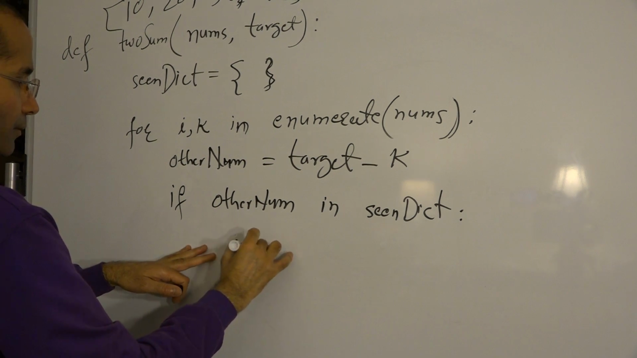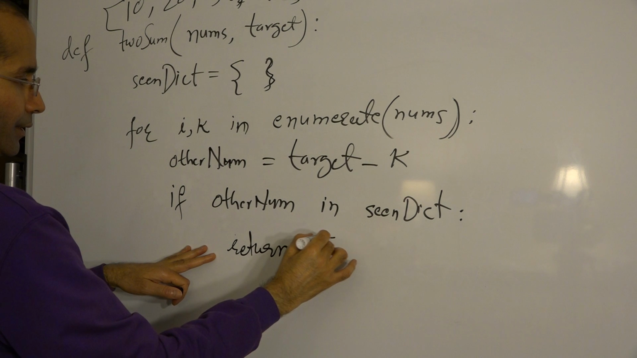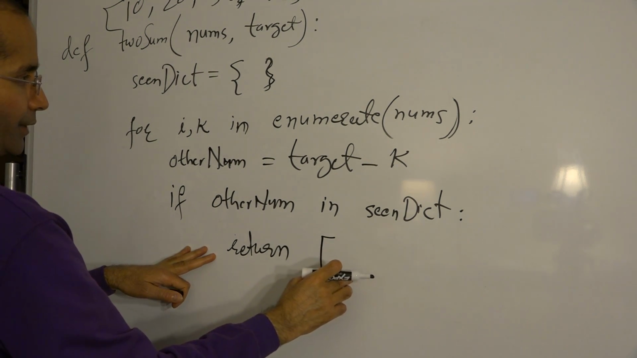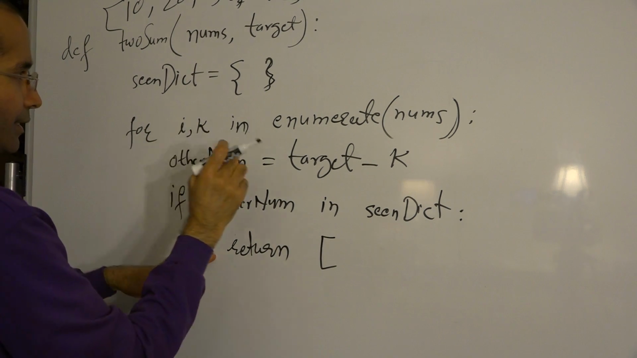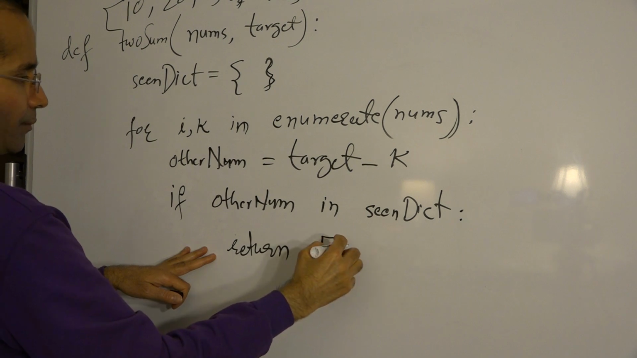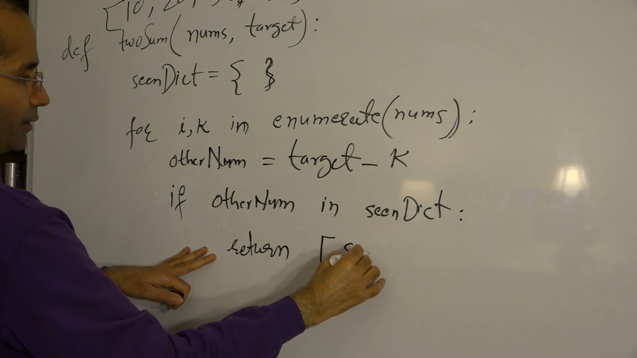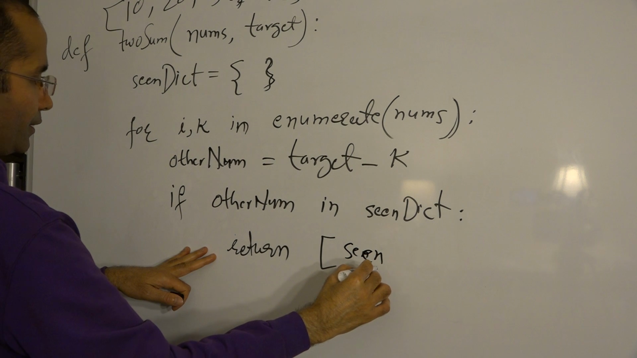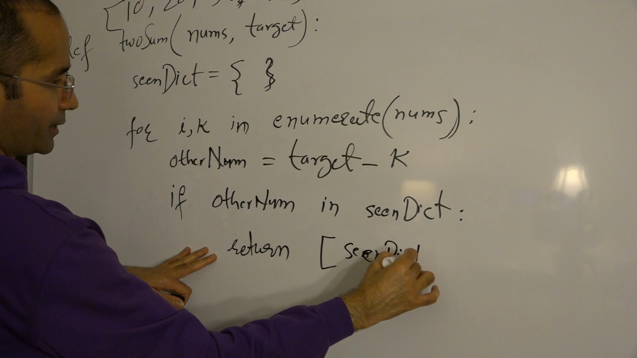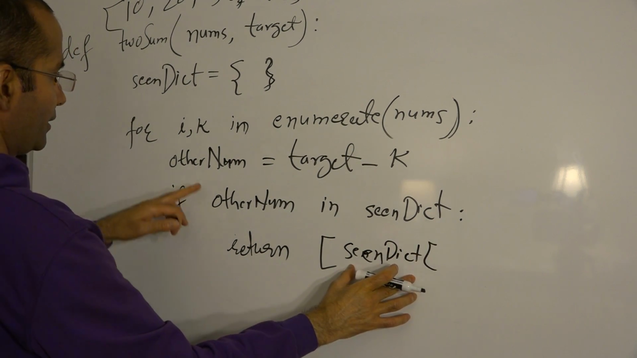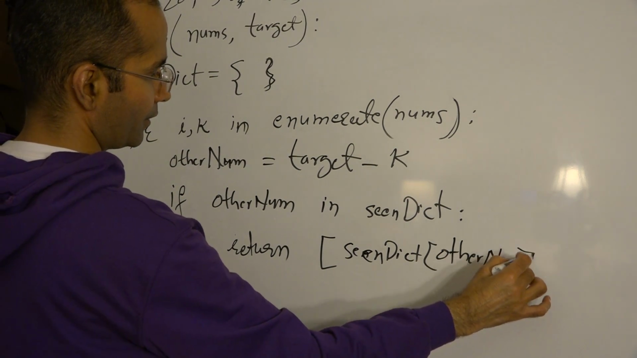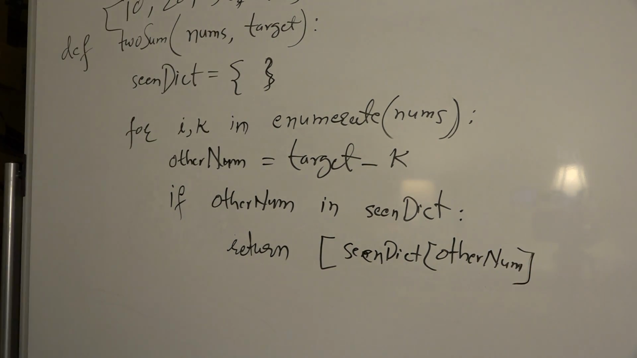Return, and in Python we can just create an array like this. Return 1 is going to be I, because that's the index of the current number. Now we need to get the index of another number, which can be retrieved by the SIN dictionary and the other number. If we supply the value to the dictionary, it will give us the index.